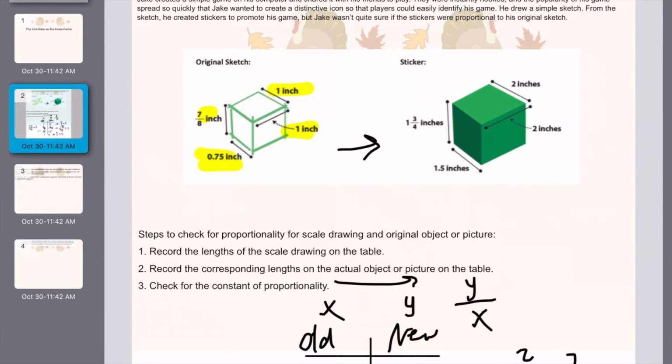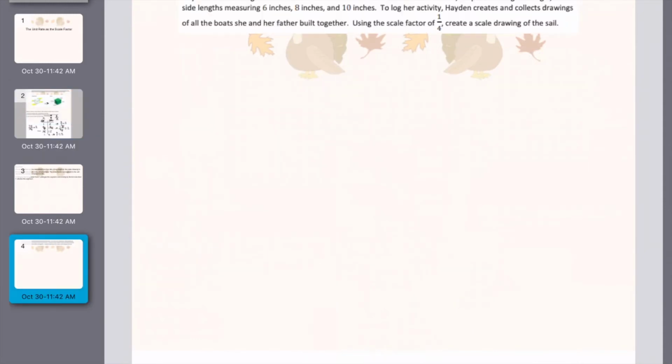So let's try an example that goes along with this. Hayden likes building radio-controlled sailboats with her father. One of the sails, shaped like a right triangle, has side lengths measuring 6 inches, 8 inches, and 10 inches. To log her activity, Hayden creates and collects drawings of all the sailboats she and her father built together. Using the scale factor of 1/4, create a scale drawing of the sail. In this case, I'm just going to try to find my scale dimensions, okay?